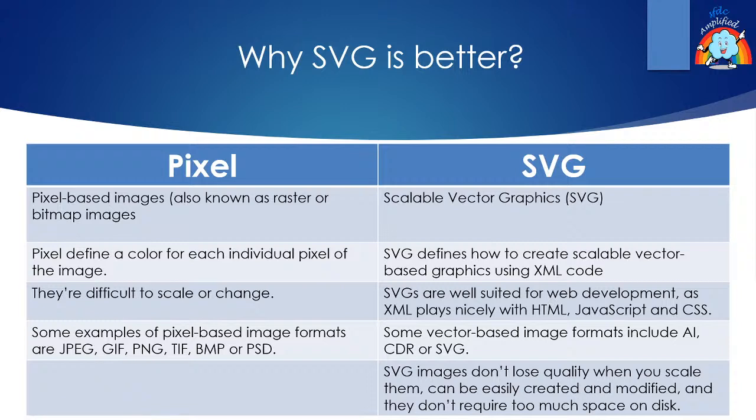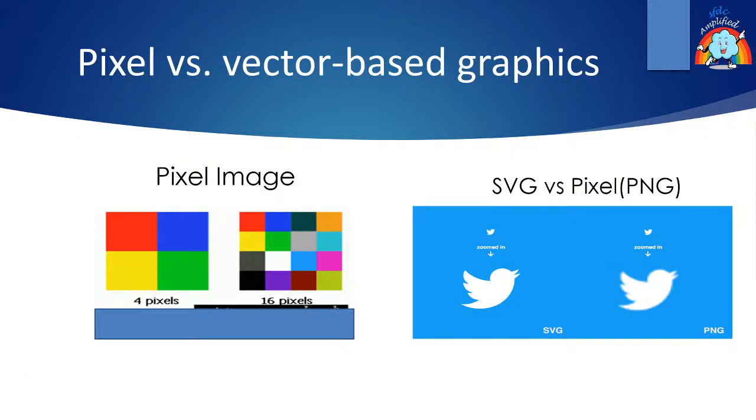It is easy to use with HTML, JavaScript, and CSS. The image format for SVG is CDR or SVG or AI. So in this image, you can see here to the left, we have a pixel image. Whenever we try to zoom, these are already divided into 4 pixels, and here we are trying to divide it into 16 pixels. The image is a little blurred. So that's how the image gets distorted and blurred if we try to zoom in or zoom out.